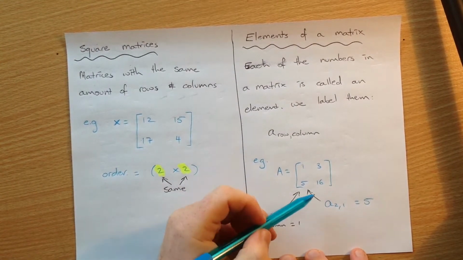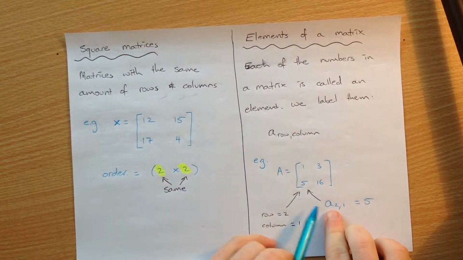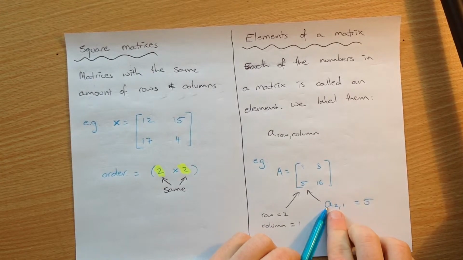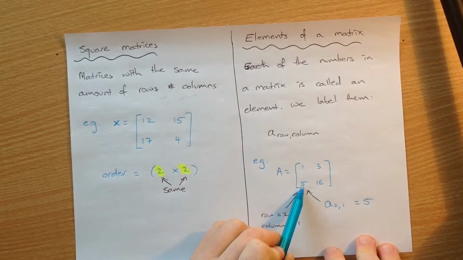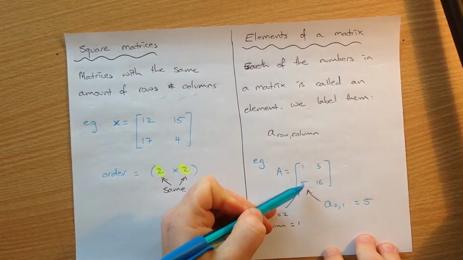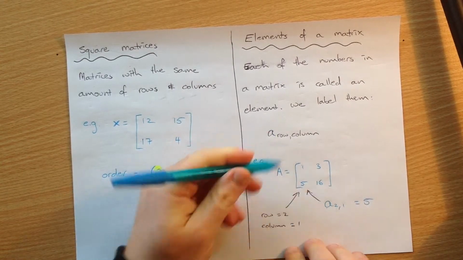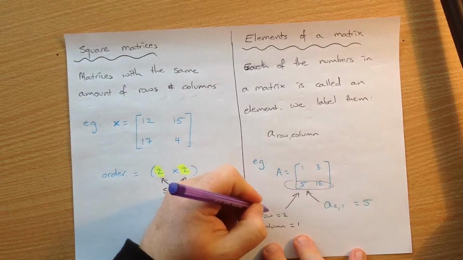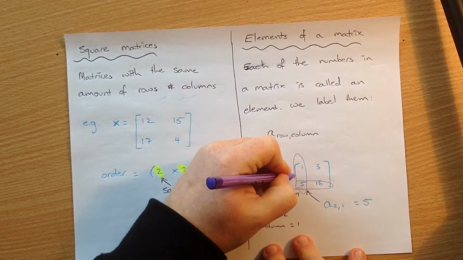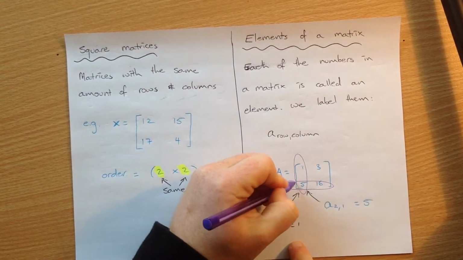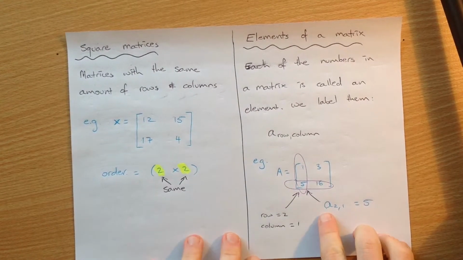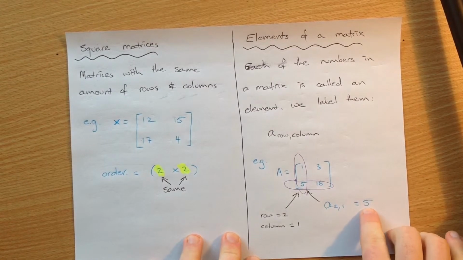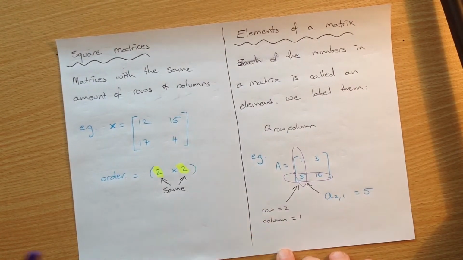We can label them specifically. This matrix is called matrix A, so I've listed it A, second row, first column. So this number here, 5, is in the second row and the first column. I might just circle that for us. The second row and the first column. So I've written element A, 2, 1, second row, first column in A matrix is 5. Now I've just written second row, first column.